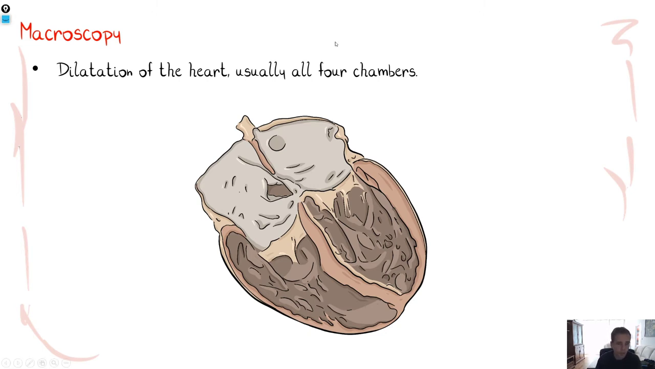Morphologically, macroscopically, the heart is dilated as a balloon. Definition requires dilatation of the left ventricle, but usually all four chambers are dilated. So the heart is dilated as a balloon. Usually there is some sort of hypertrophy of the ventricles, but macroscopically, grossly, the ventricles can be even normal or even thinner, because they are thinned by the dilatation of the heart. But microscopically, you will see some sort of hypertrophy. Sometimes there is a valve insufficiency because of the dilatation, because even the fibrous annulus of the heart valves is dilated.